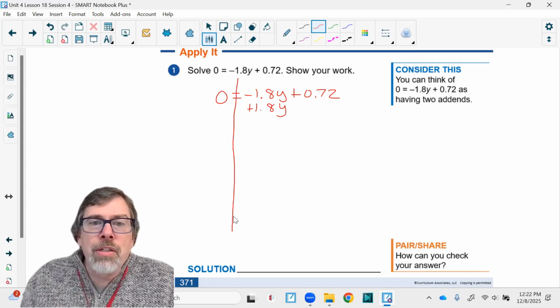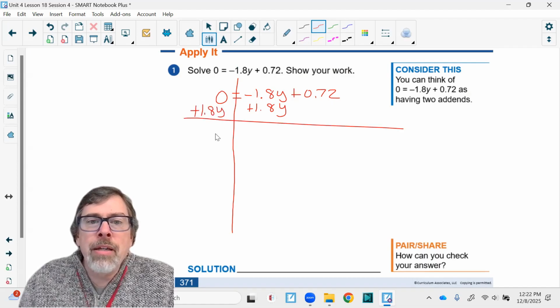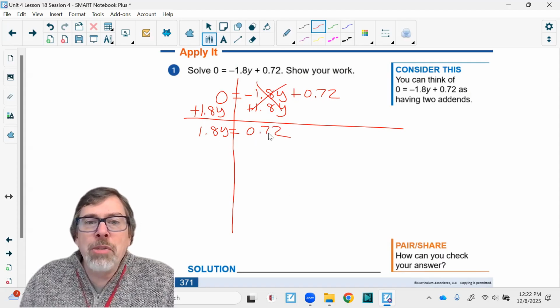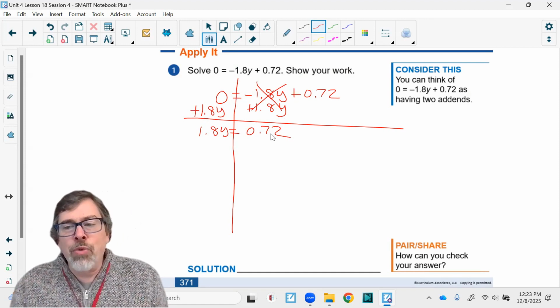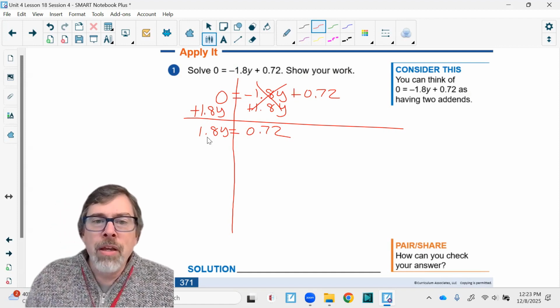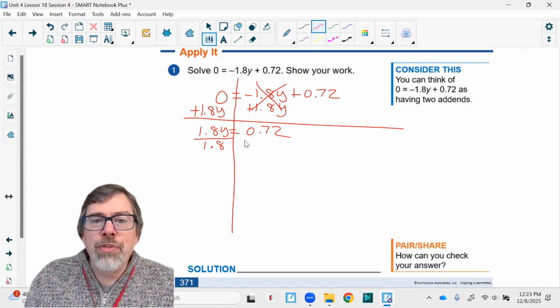Okay, so if this is my line here and I add 1.8y to both sides, I get 1.8y equals my zero pair goes away and I have 0.72 on the right. Everything is positive now. Great. I don't have to worry about negatives and dividing by a negative 1 or multiplying by a negative 1. Okay. This is multiplication. Do the inverse. Divide by 1.8. Okay. I should be able to go through this fairly quickly now. We've been doing this for a few days. Okay. 1.8 divided by 1.8 is 1y.